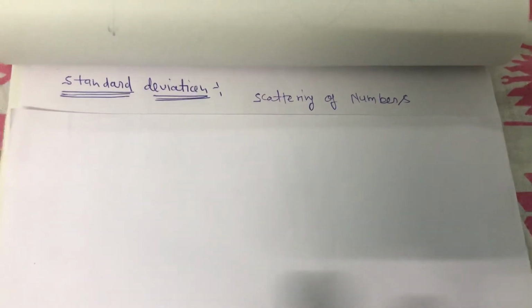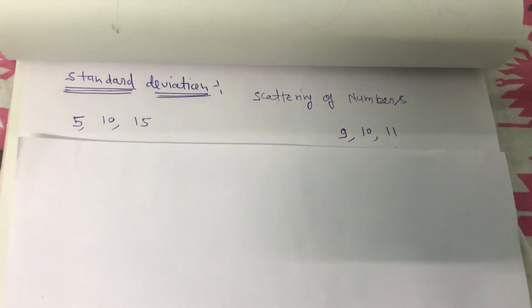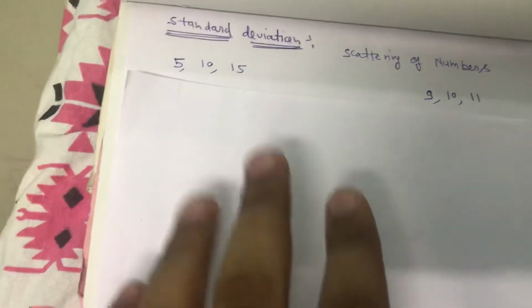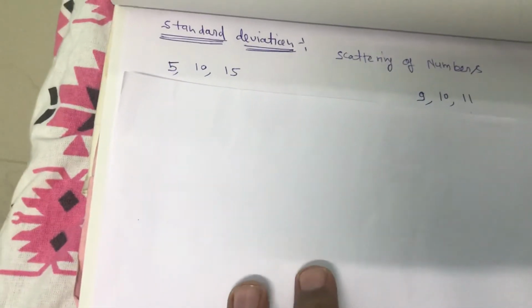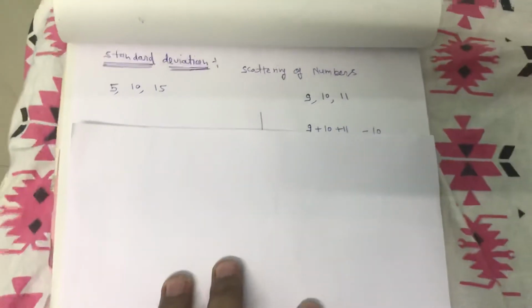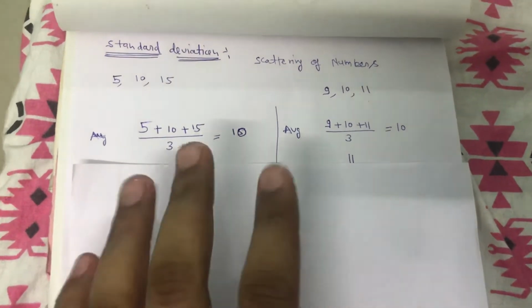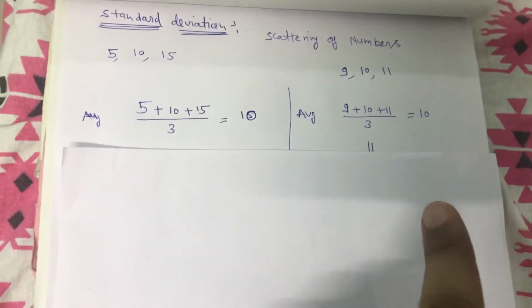That picture will be more clear with an example. Just to reduce the calculating work, I am taking only 3 numbers. If you want, you can take more numbers. Here, this is one group of numbers and this is another group of numbers. These are two different sets of numbers. If you calculate the average for these groups of numbers, the average comes to 10 in both cases. Here the average is 10, and here also the average is 10.